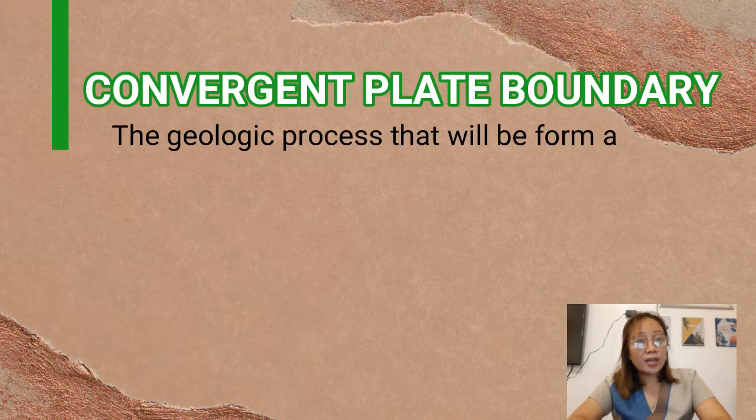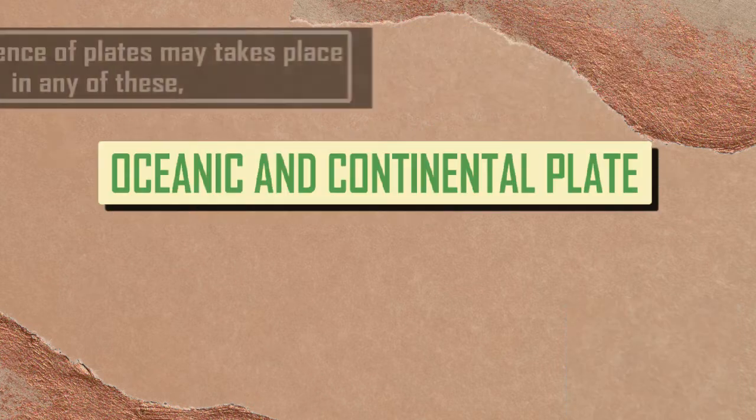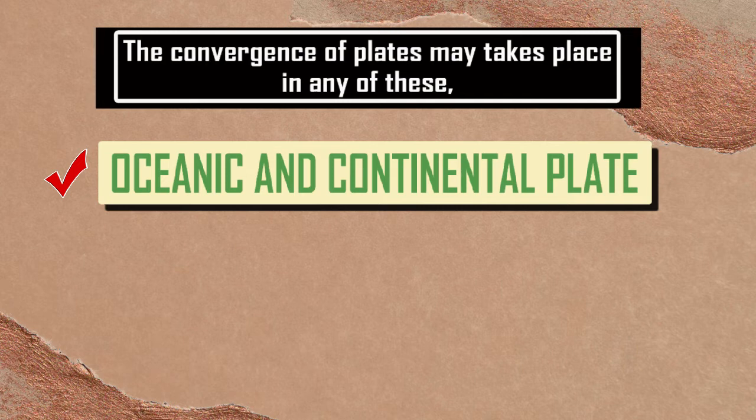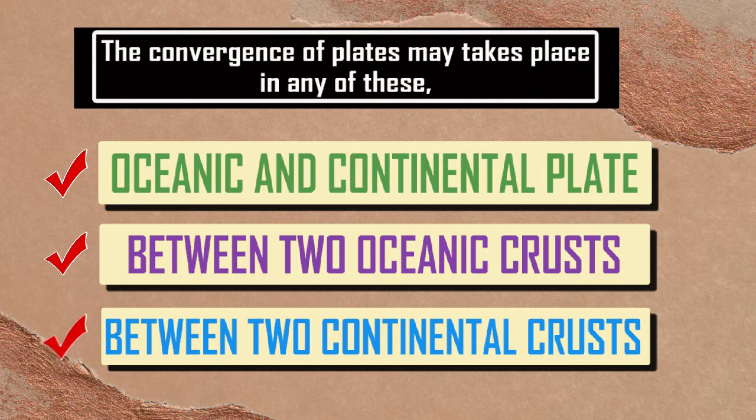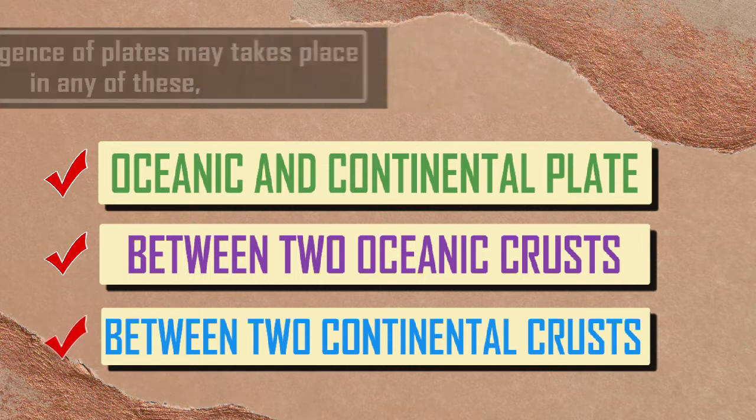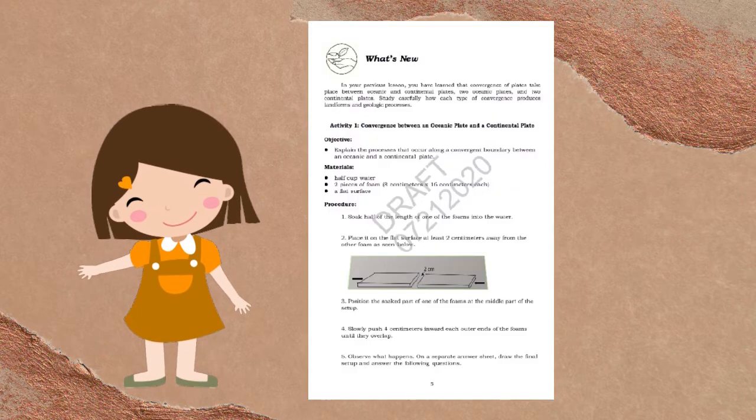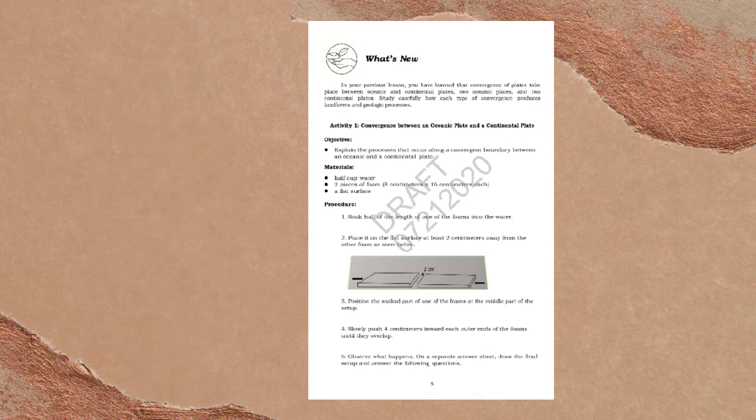The geologic processes that will be formed along this type of boundary depend on the materials of plates that are colliding. We have convergence between oceanic and continental plate, between two oceanic crusts, and between two continental crusts. The conduct of activity 1 on page 5 of your module simulated what happens when oceanic and continental plates converge.